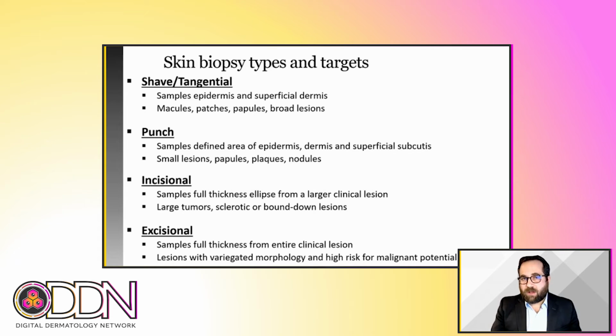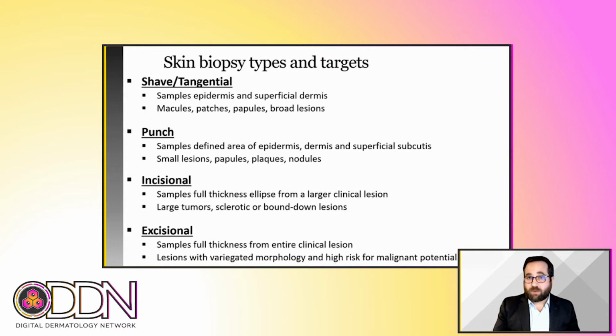So here's a list of the types of biopsies and the types of lesions that they're really intended to focus on. And the different lesion types are best sampled using different techniques. So for example, a shave or tangential biopsy is really well suited for macules and patches, where you're looking for sampling the epidermis or the superficial dermis, whereas a punch biopsy is really ideal for a small lesion or a papule, where you can get both epidermis, dermis, and maybe a superficial portion of the subcutis.